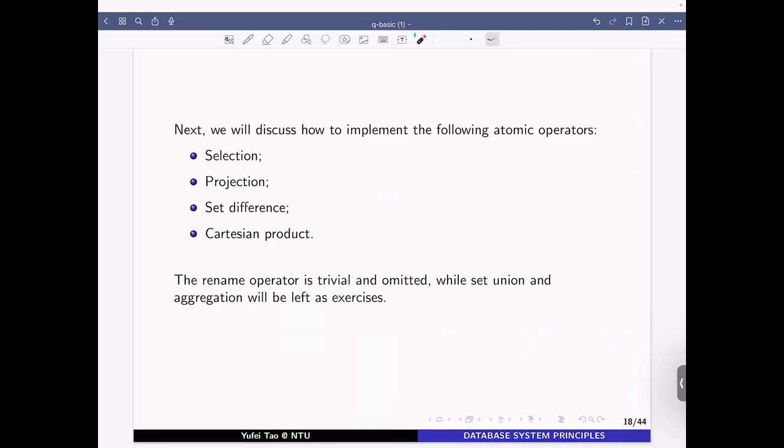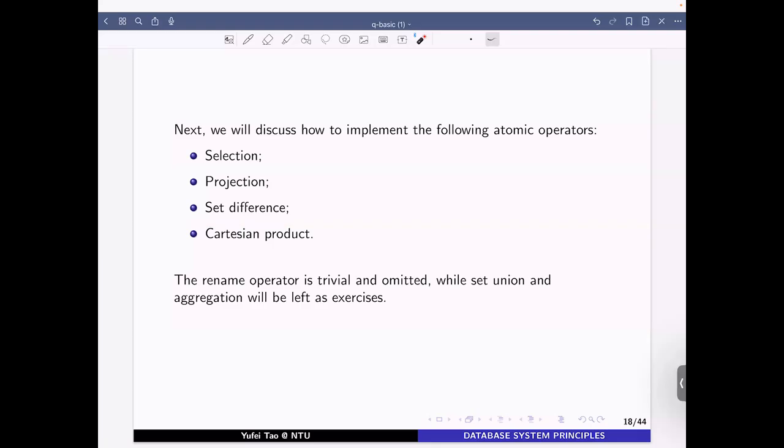I'm going to talk about how to implement the atomic operators. In particular, I'm going to focus on these four. There are seven atomic operators, right? So I will not talk about rename because renaming is fairly trivial, so it's not worth spending time on it. On the other hand, set union, even though we will not discuss it, the algorithm for set union is actually very close to the algorithm I will explain for set difference.